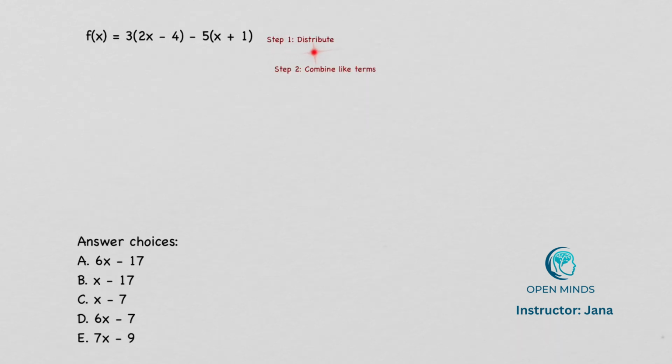Step 1 is to distribute. So I'm going to write my little arrows to show that I'm going to distribute the 3 to both terms in the first set of parentheses and the negative 5 to both terms in the second set of parentheses. All right, so 3 times 2x is 6x. 3 times a negative 4 is a negative 12. Negative 5 times x is a negative 5x, and negative 5 times 1 is negative 5.